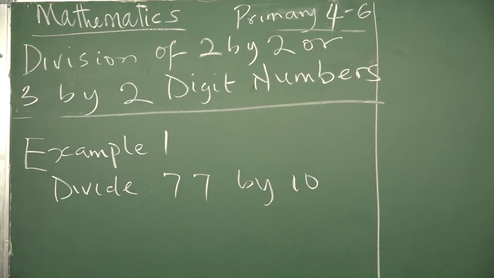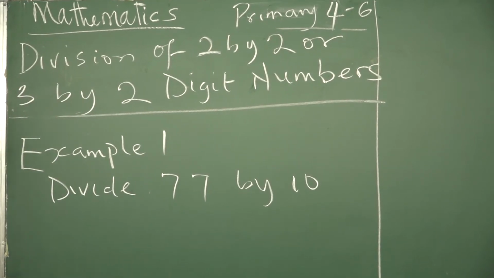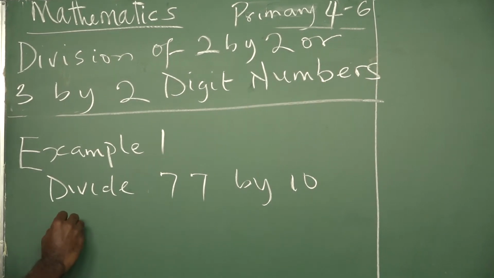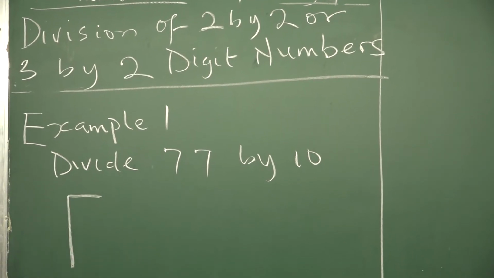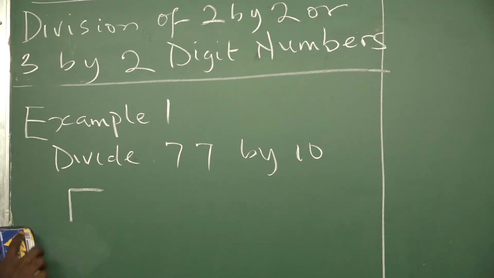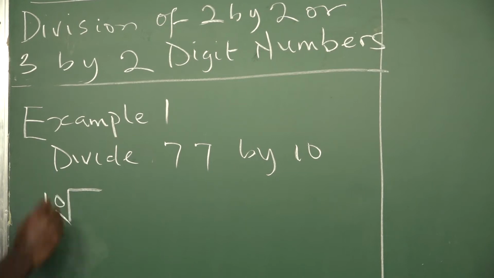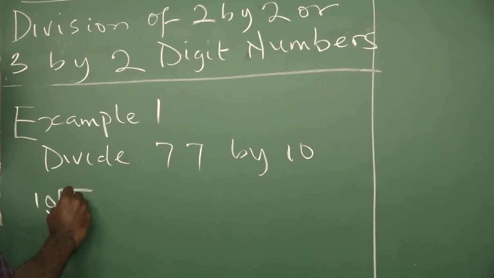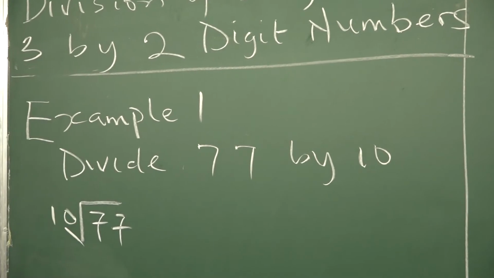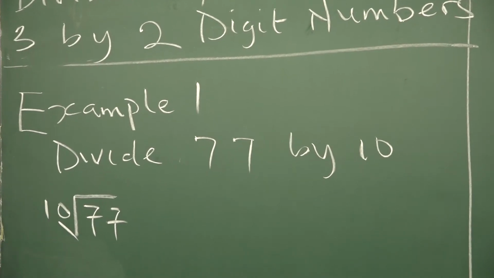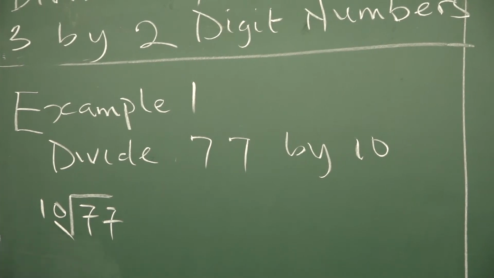So we want to divide 77 by 10. 77 as a number by 10. So as usual, we'll have our long division sign. And then you can do it like this. You have your 10 and then 77. So now what we are trying to do is, how many times does 10 go into 77? How many times does it go? That's the inquiry we're trying to make.